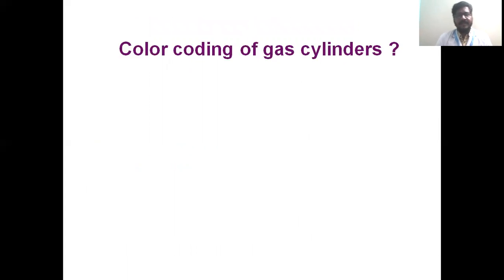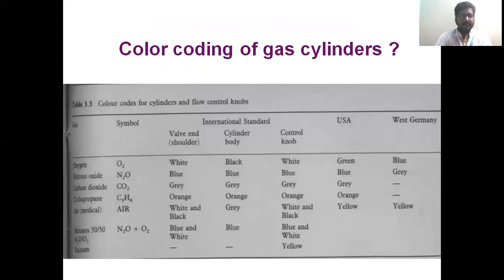Now the color coding of the gas cylinders. What are all the color coding of the gas cylinder? As I discussed earlier, this color coding will give us a safety feature to prevent a wrong fitting of the cylinder to the anesthesia machine. These are all the color codings of the cylinders, with both international standard and Western standard and USA standard. What we are using is international standard.